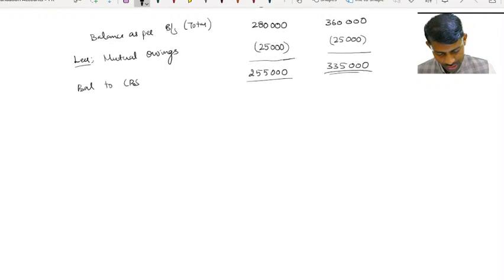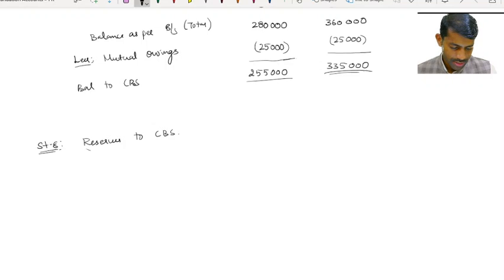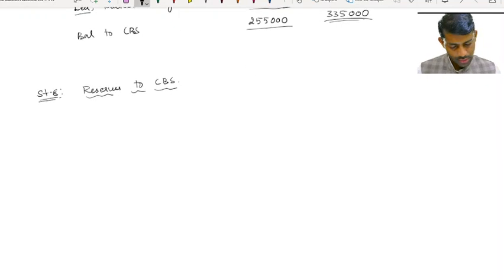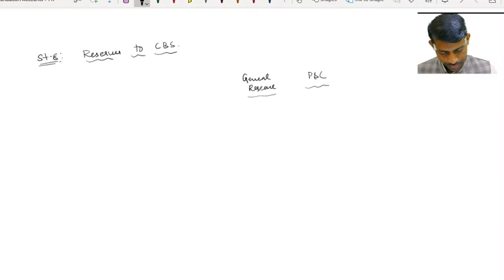Now let's go to step number 8, reserves to CBS. To start with, here we have general reserve and P&L. H Limited general reserve balance as per balance sheet is 1,20,000 and 2 lakh.